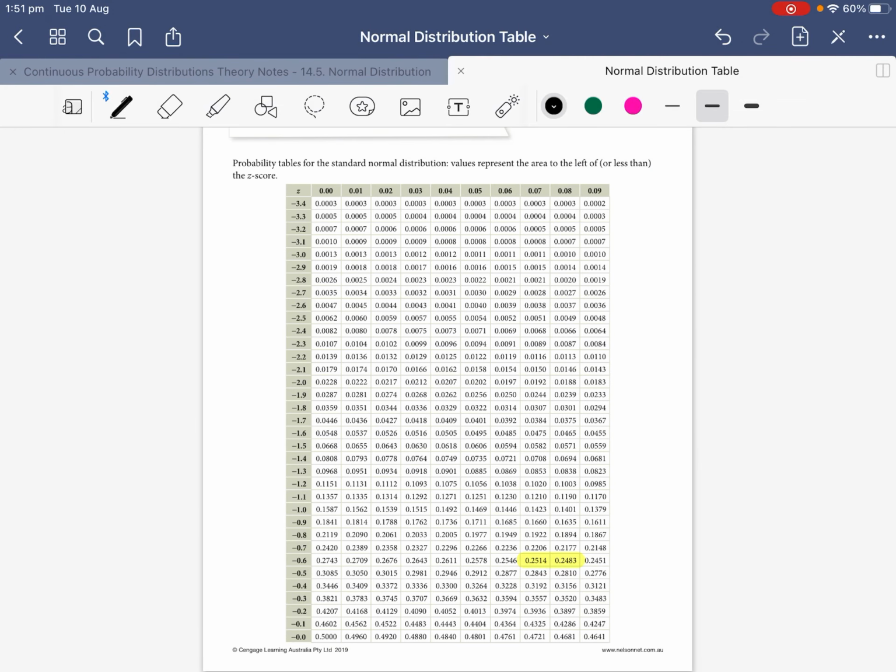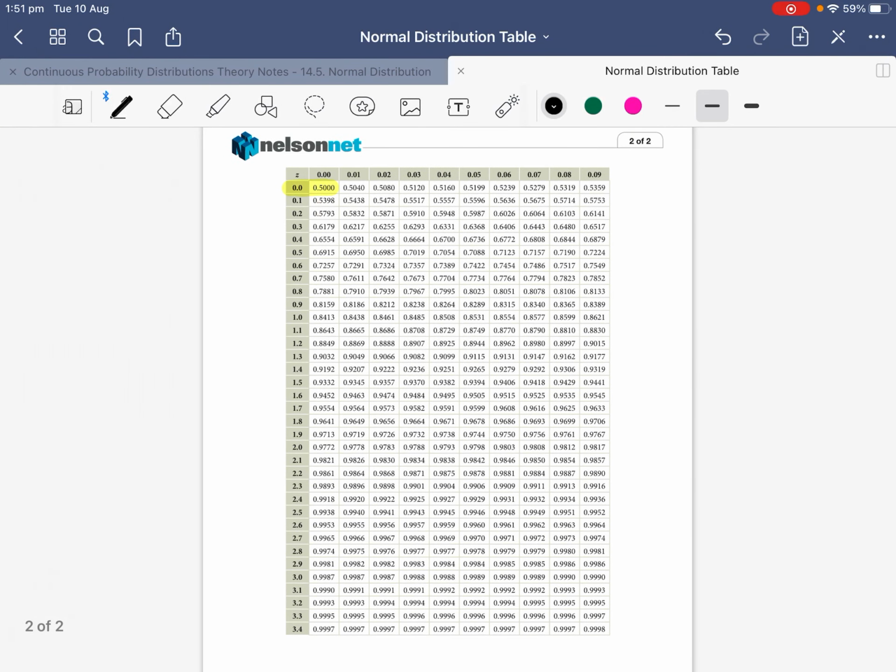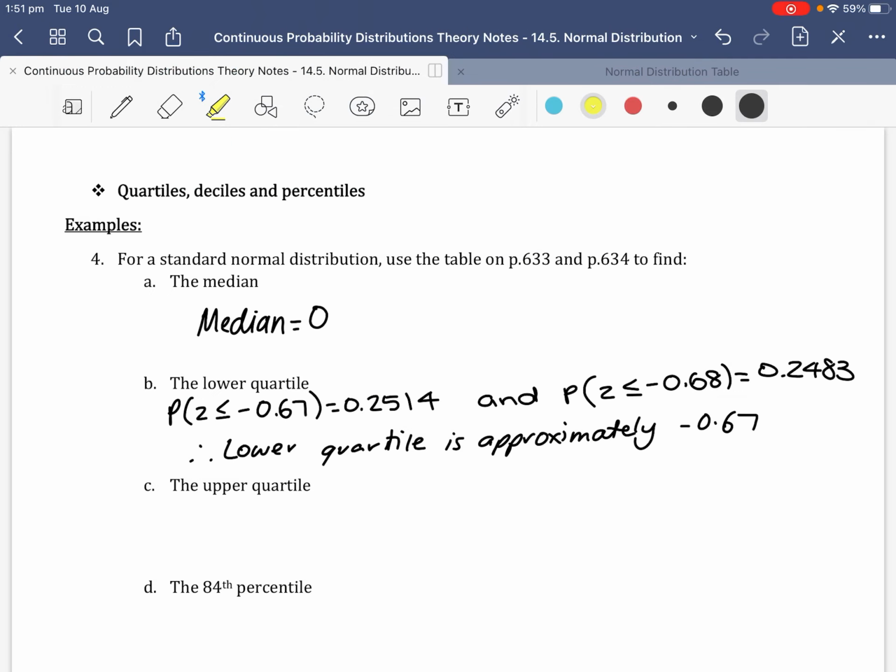Now for the upper quartile, that separates the bottom 0.75 or 75% of the data. So we want to find the point where it's closest to 0.75. So if we look on here, 0.75, we have these two values here. So we have 0.67 and 0.68.